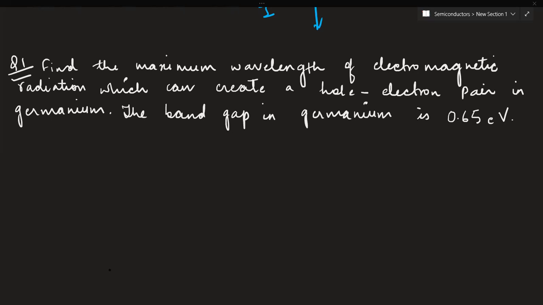So see, it says we have to find the maximum wavelength of electromagnetic radiation, which can create a hole-electron pair in germanium. And we know the band gap in germanium is 0.65 electron volt. So 0.65 electron volt is the energy gap that has been provided, and you have to calculate the wavelength. Just take a minute, use the relation that you have studied already in your modern physics regarding energy and wavelength, and try to find out the wavelength.